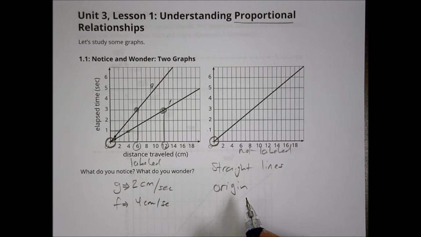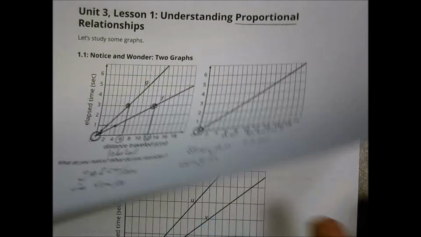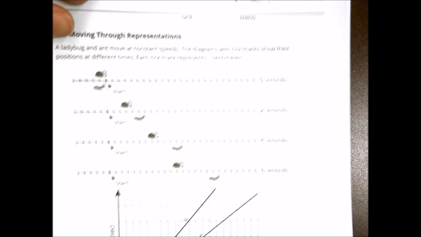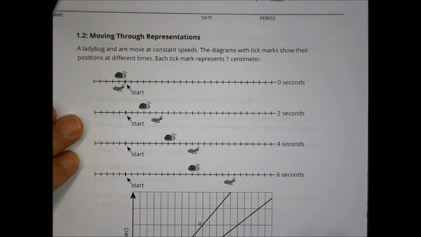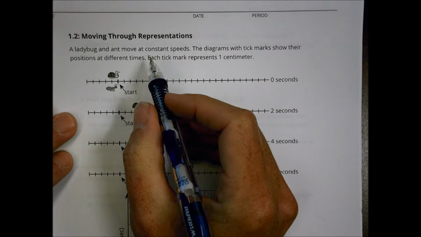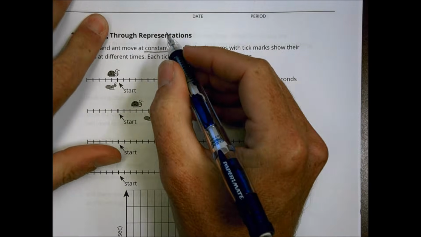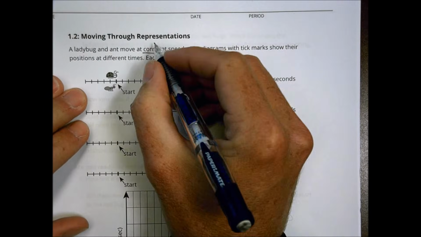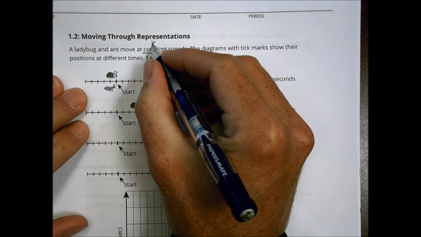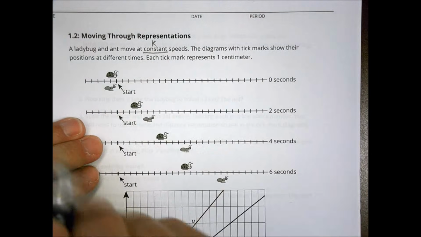We would probably say these are both proportional the way they're set up, but it's going to help us go forward in the next activity. So in the next activity, it says moving through representations. It says that a ladybug and an ant move at constant speeds. So that's our constant. Remember back from 7th grade, we called that constant proportionality. We often label that with the variable k, but we'll get there later on.